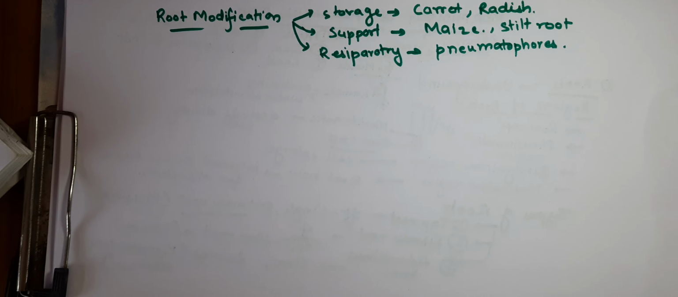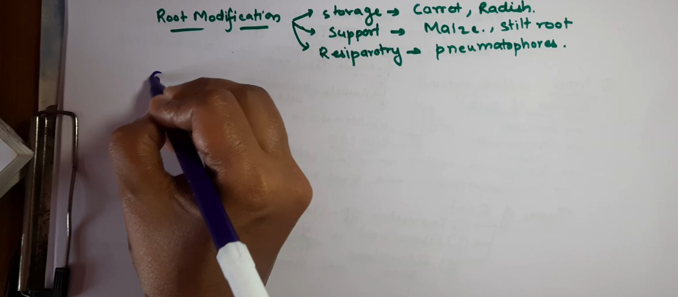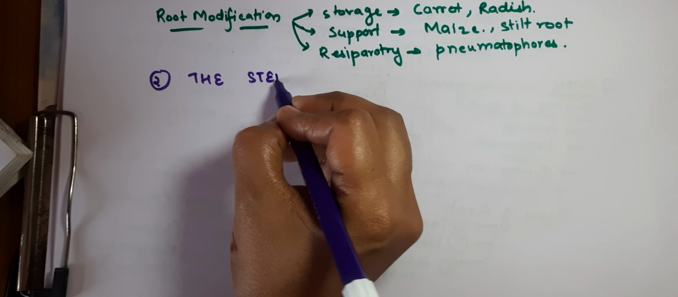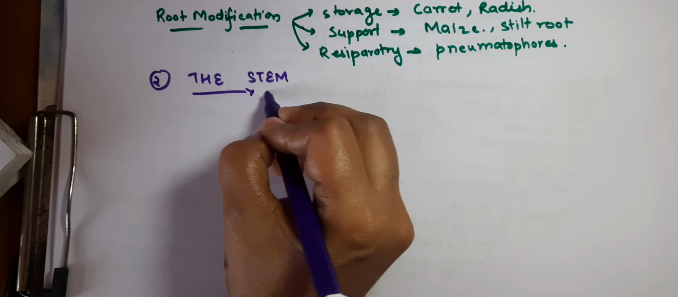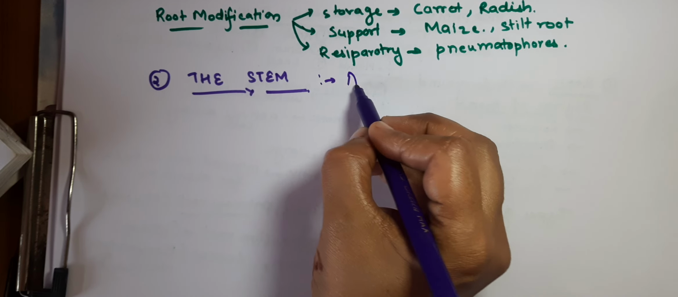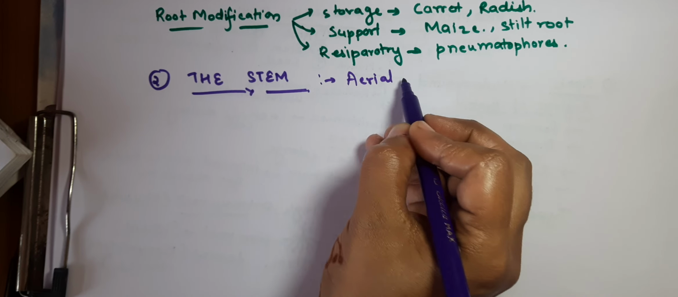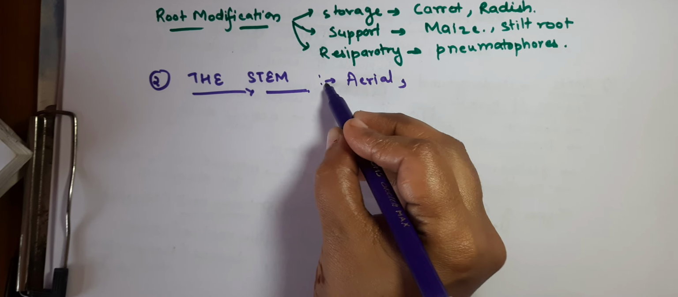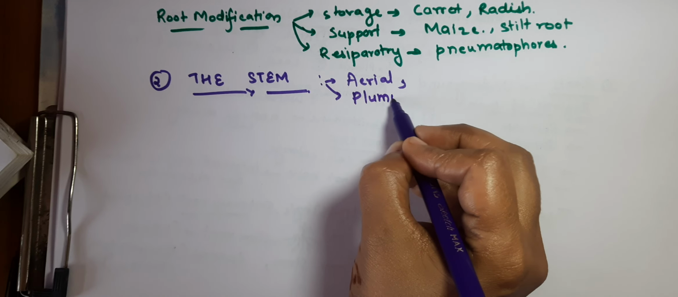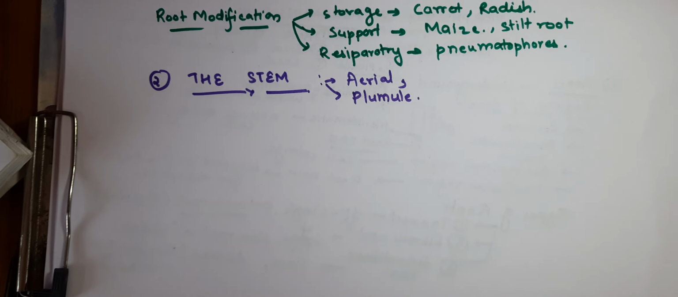So this is, students, all about the root system. Now let's move to the second topic, that is the stem. So now we are going to discuss the stem. Students, the stem, we know, is the aerial portion. Aerial means it is in the air. And we already know that it originates from the above-ground portion of the seed, that is the plumule.